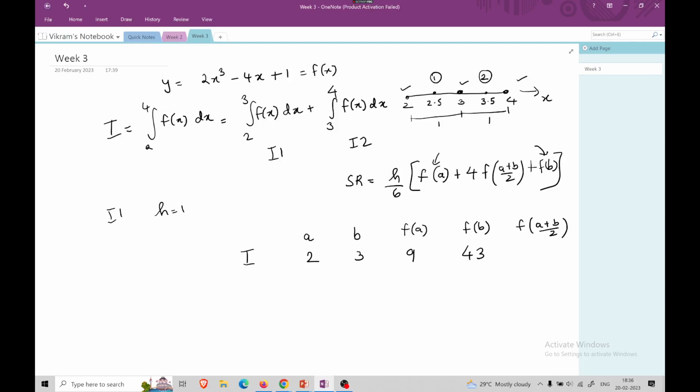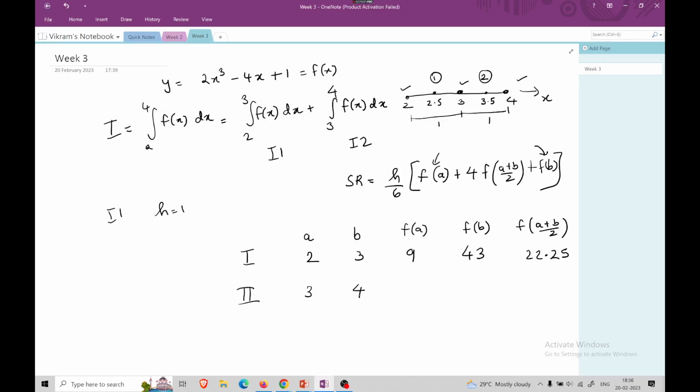So f of (a plus b) by 2, which is 2.5. So 2.5 cube, I calculate, into 2, then minus 4 into 2.5, plus 1. So it is 22.25. So for element 2, my a is 3, b is 4. A plus b by 2 will be 3.5.